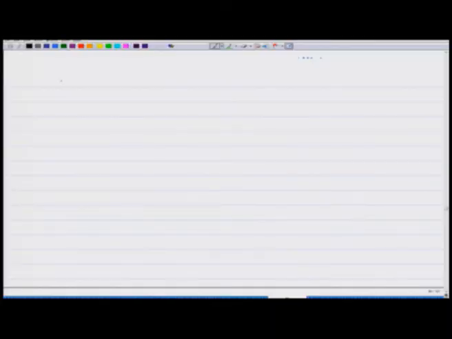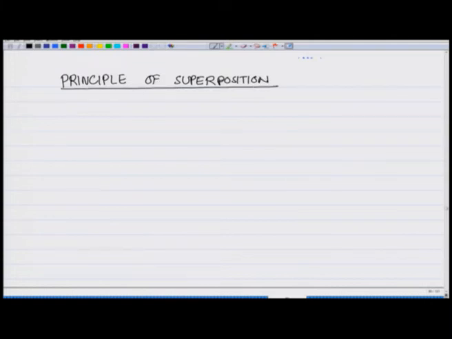So, let me briefly restate what I just said: there is something called the principle of superposition, and I will state it mathematically now, that the net displacement at a point is going to be the sum of individual displacements given by individual waves at that point.